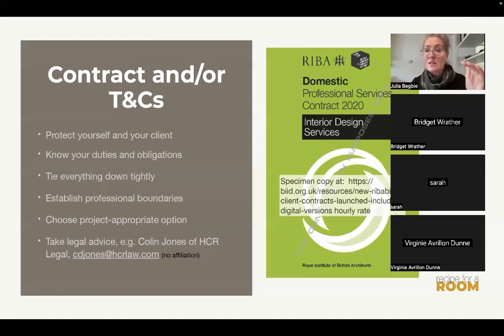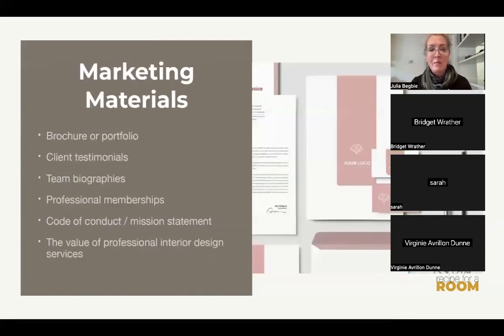So the contract and all the terms and conditions in the event of a smaller project, very much an important part of the overall fee proposal package that you're going to be compiling. Then we get to the nice bit, because obviously we still want to try to sell our services to the client. So we might include some marketing materials, a brochure or a portfolio, client testimonials, very powerful, team biographies, other people that they might meet.